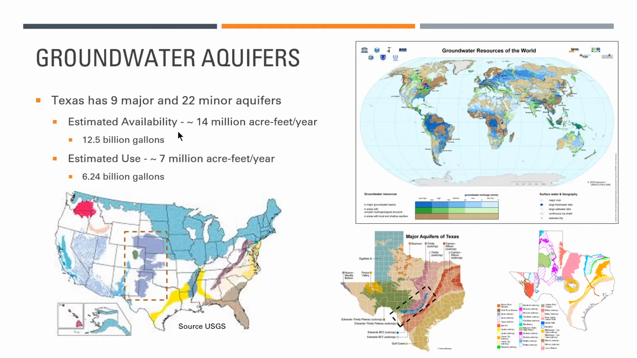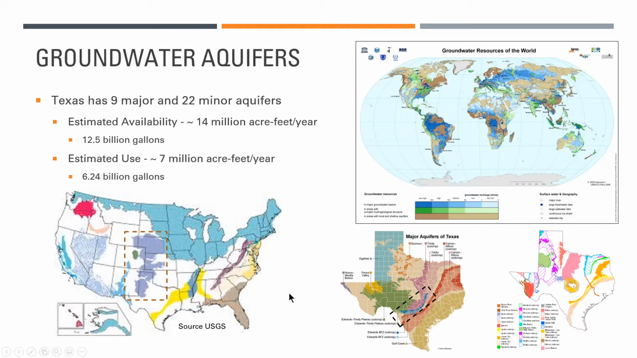So there are a variety of different types of aquifers. We have the sand and gravel aquifers. The Ogallala aquifer is the largest aquifer in the U.S. A big portion of that, about 20% of that, lies in Texas. And that's a classic sand and gravel unconfined aquifer.